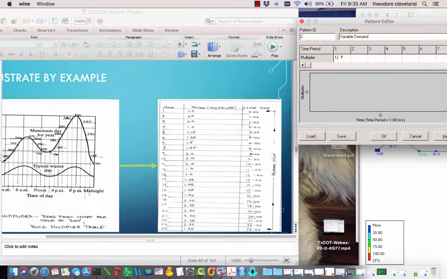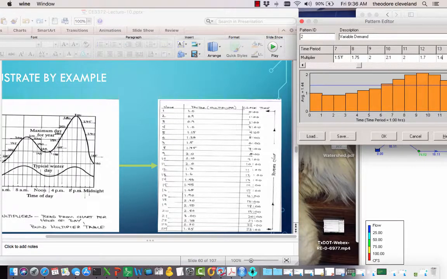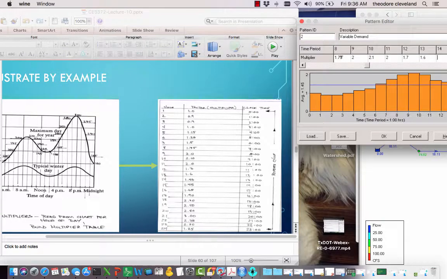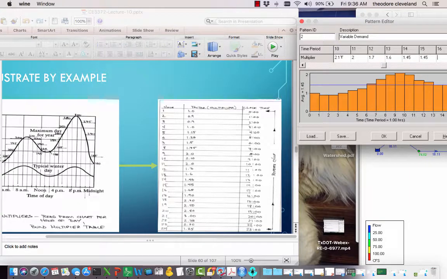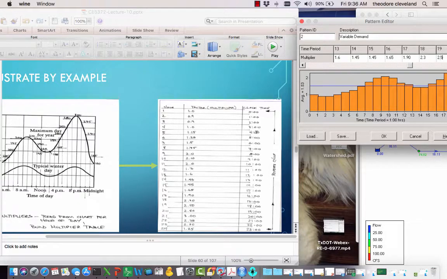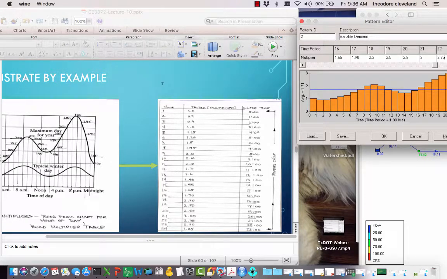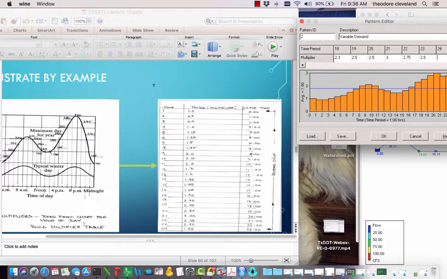So here we go. 1.0 for the first one, 0.9, 0.9, 1.0, 1.15, 1.25, 1.5, 1.75, 2, 2, 2.10, 2 again, 1.7, 1.6, 1.45, 1.45, 1.65, 1.90, 2.3, 2.5, 2.8, 3, 2.75, 2.8, 1.25.